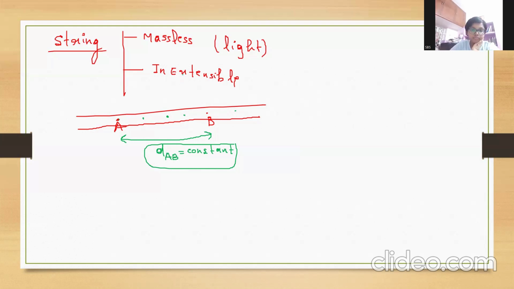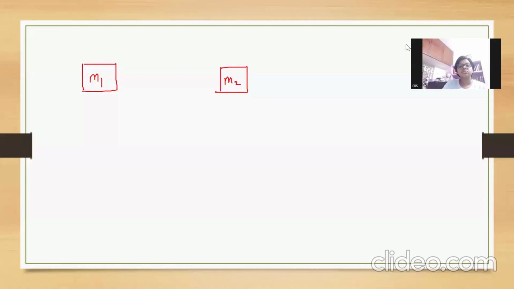Clear? Now, I think I have already given one example, but I just want to explain it again. Just look here. For example, this is one block. This block has mass M1, and this block has mass M2. Look here. These two blocks are connected by a massless string.